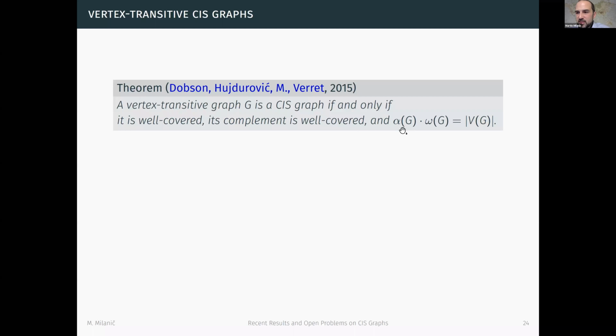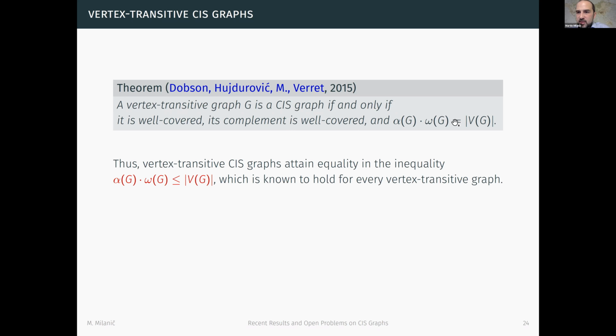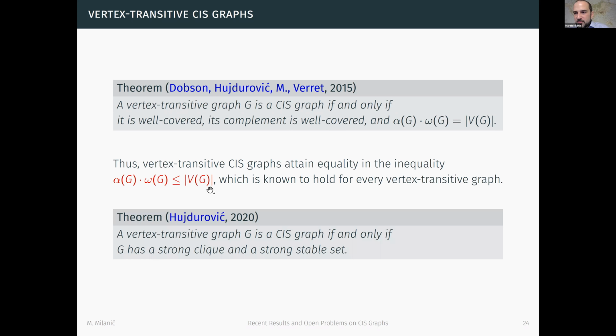And the product of the stability and the clique numbers is equal to the number of vertices. This is, I think, an interesting result because it shows that within vertex transitive graphs, the CIS graphs are indeed special. They attain equality in the inequality which is always true for vertex transitive graphs, that the product of the clique and stability numbers is at most the number of vertices.